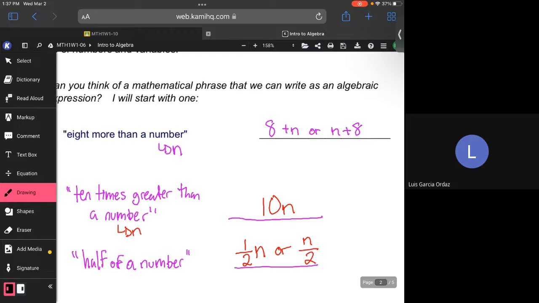Okay. Any questions about this so far? Pretty straightforward, I hope. Half of a number, so it's n over 2 or 1 over 2 times the number. Or if it says 15 times greater, then it'd be 15n. Yeah. Now you get it, Matthew? I get it.